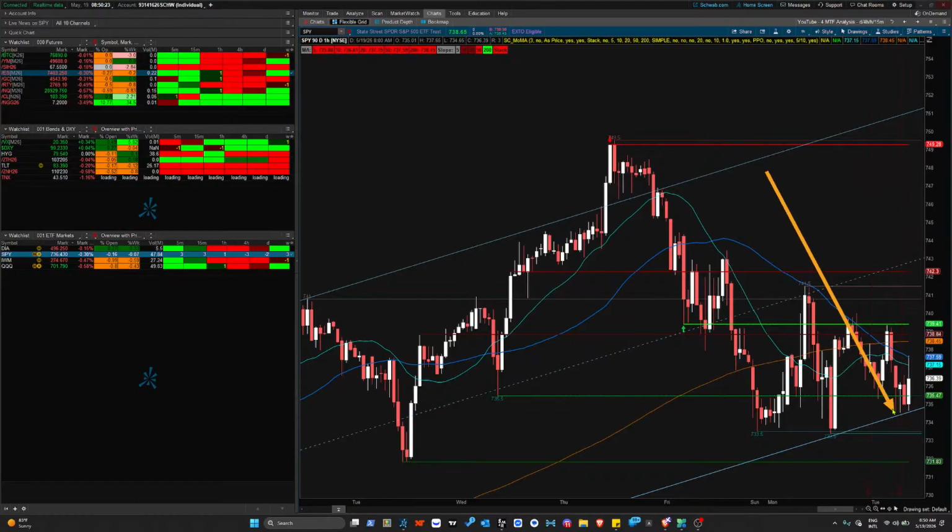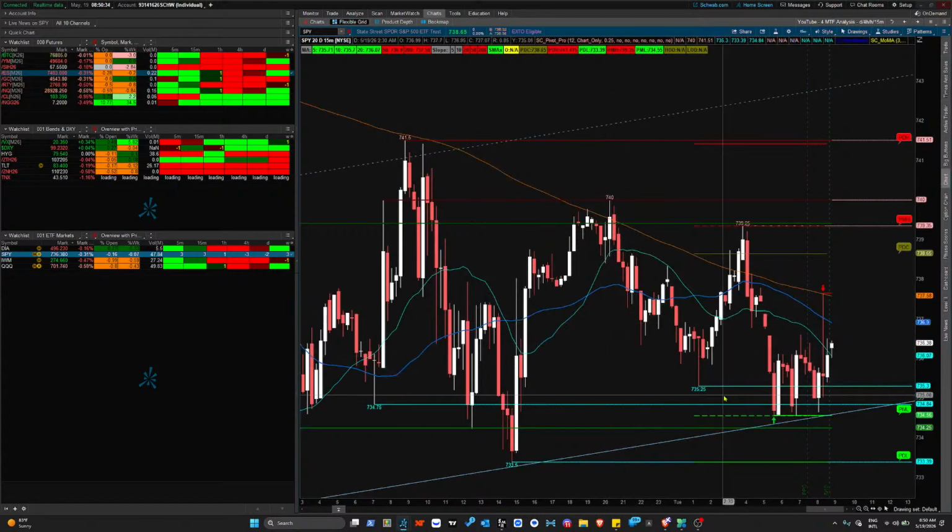Honestly, if you really wanted to get something on the SPY, it would probably be preferable to go short. But I don't think the SPY is going to go short. I think we're going to wait on earnings for NVDA. We're probably going to be in a chop fest today, guys. So it's probably not a great day to day trade, but we'll see how it goes.